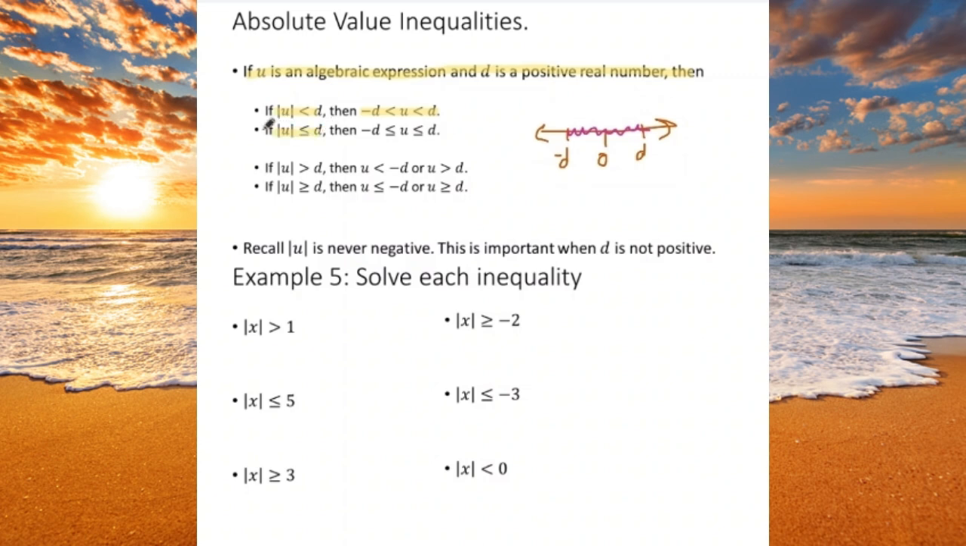If we have the less than or equal to, well, I'm still between -d and d like before, but now I can be -d or d because I can be exactly d units away from 0. So we would have the less than or equal to instead of just the less than.